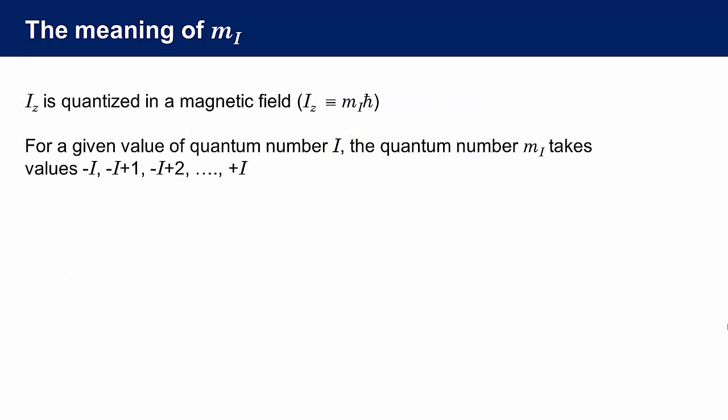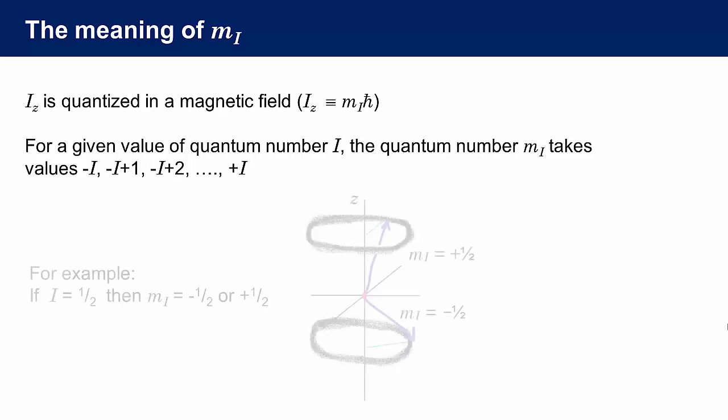I subscript z is quantized and only allowed to take particular values. In chemistry, we define the quantum number m subscript I as being proportional to the value of I subscript z. The rule is that for a given value of quantum number I, the quantum number m subscript I takes values that range from -I to +I, increasing in integer increments.